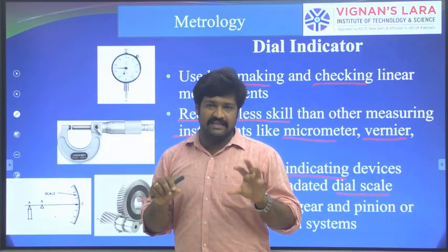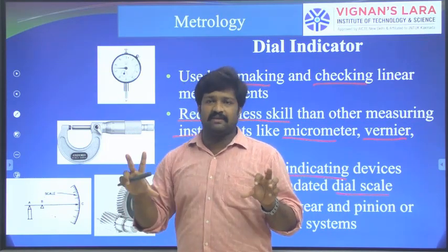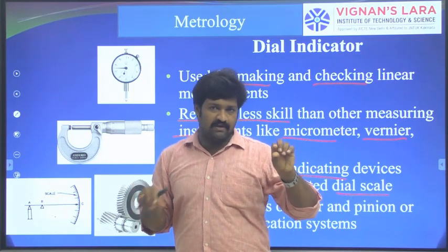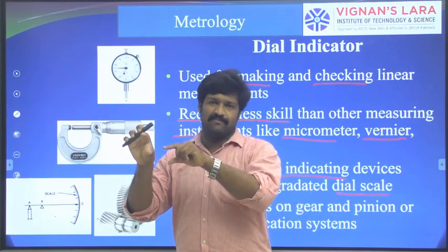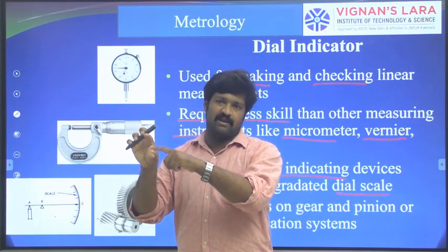We are not changing any reading, we are simply magnifying. Here, if the linear movement is 1 mm, the same movement can be displayed as 1 centimeter on the dial, but the reading is the same. So it also reflects the same 1 mm reading.